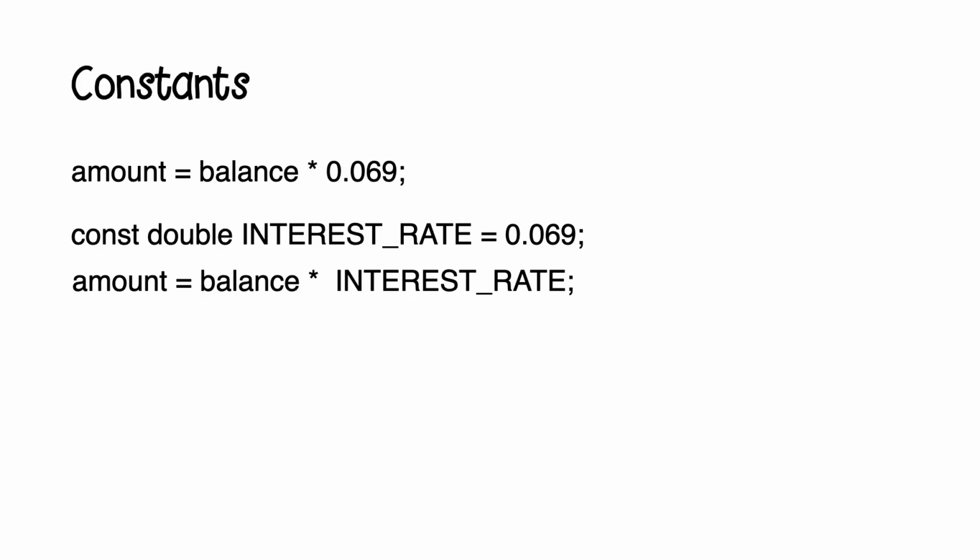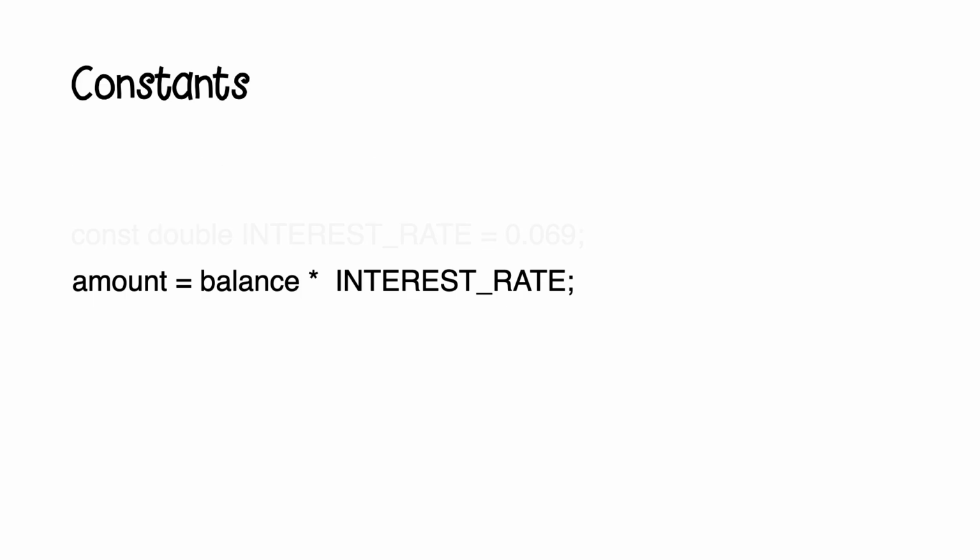The program is then ready to be recompiled. Every statement that uses interest rate will then use the new value. Named constants can also help prevent typographical errors in a program's code.